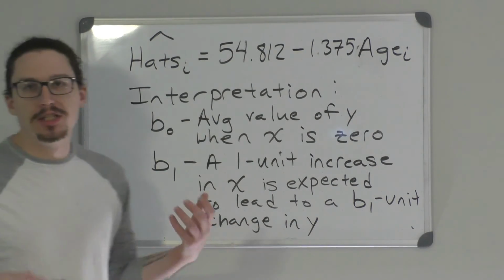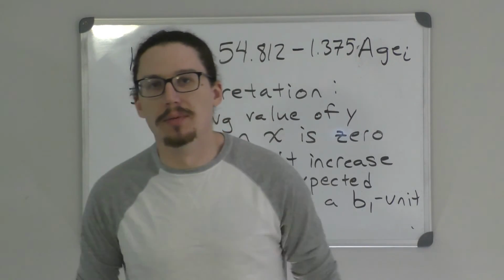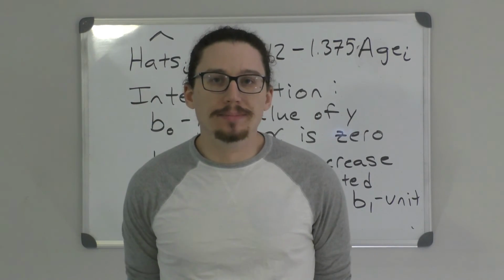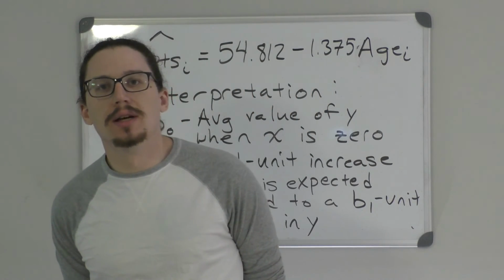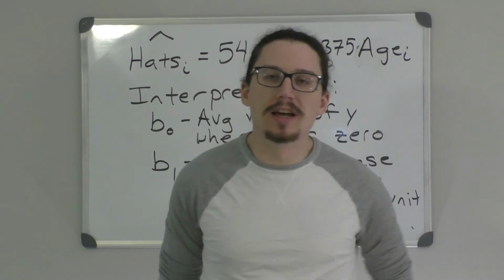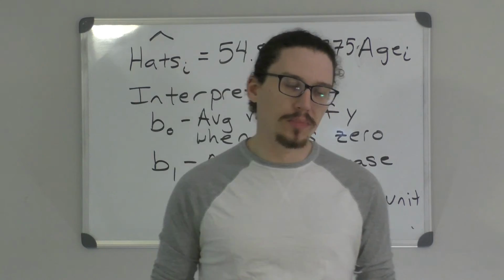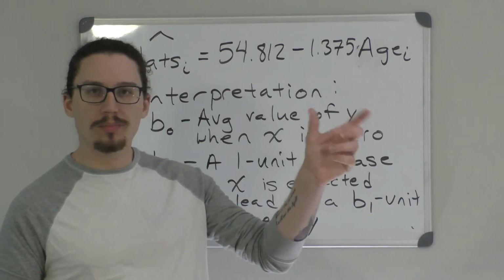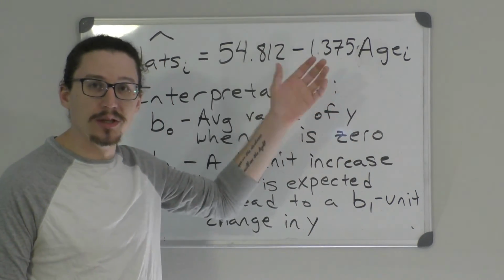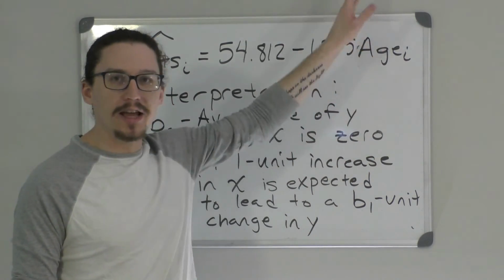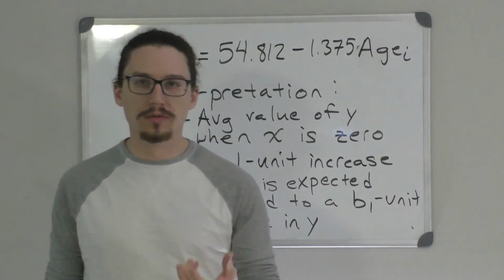All right, so I put change instead of increase because Y might not actually increase. So it's going to depend on B1. If B1 is positive, then as X increases, then Y will increase. But if it's negative, of course, the opposite will be true. As X increases, Y will decrease. All right, but whatever beta or B1 is, in our case, it's negative, so it would be an increase in age leads to a decrease in hats owned, right? That's what we're looking for.